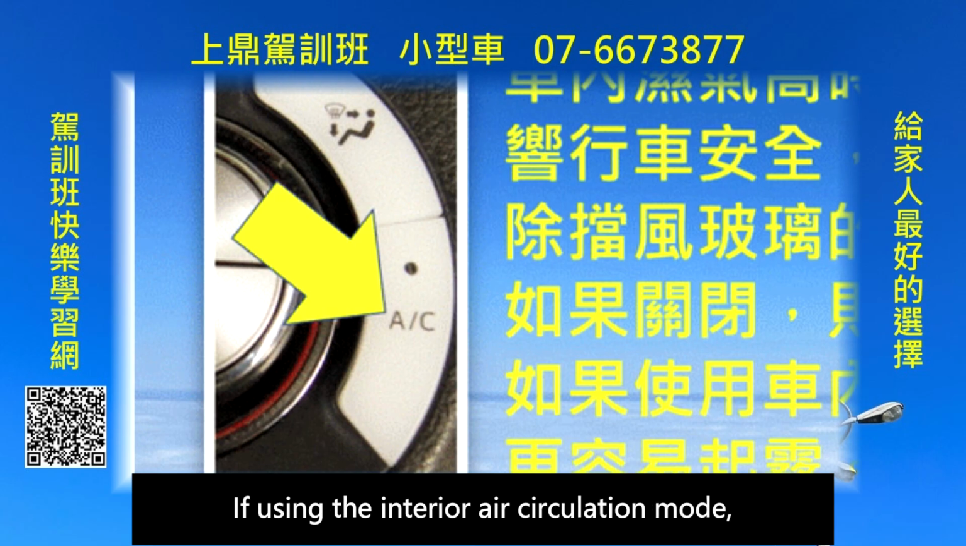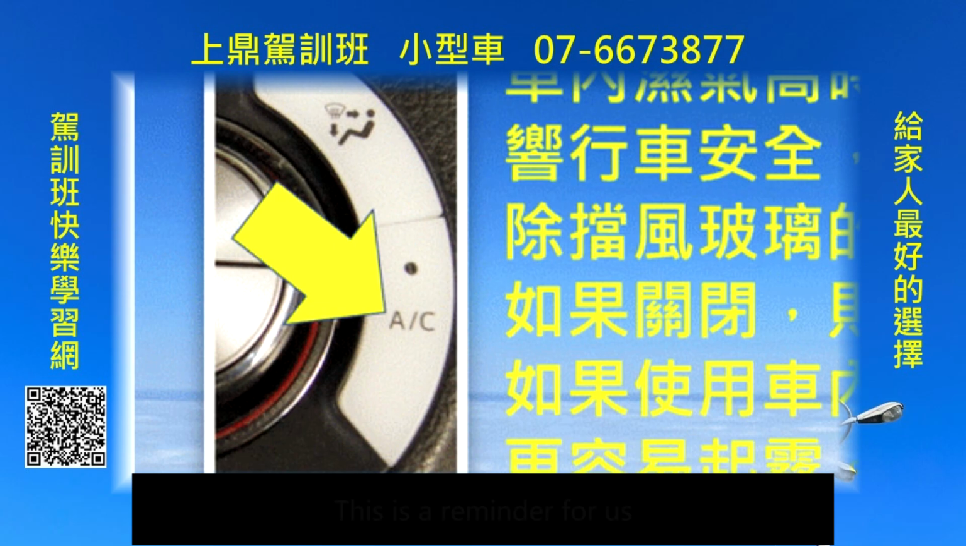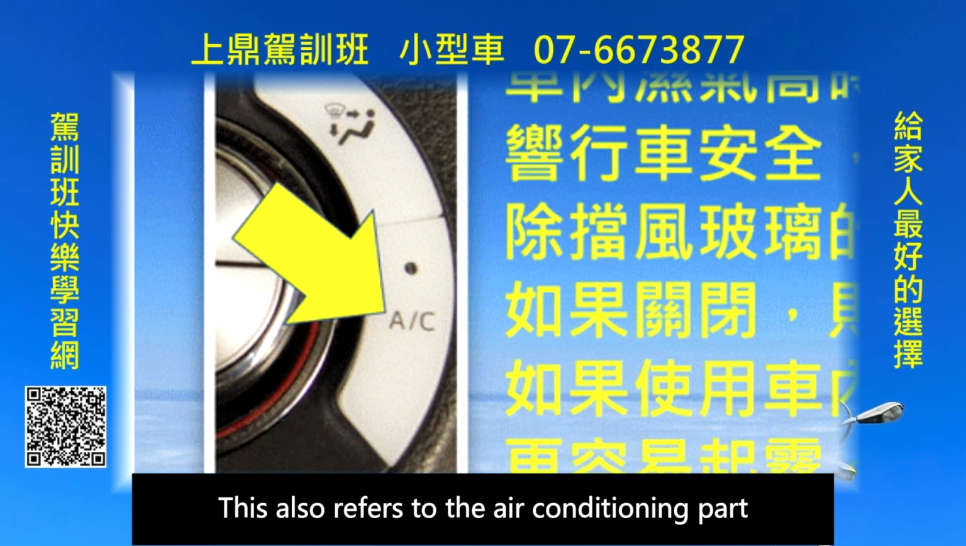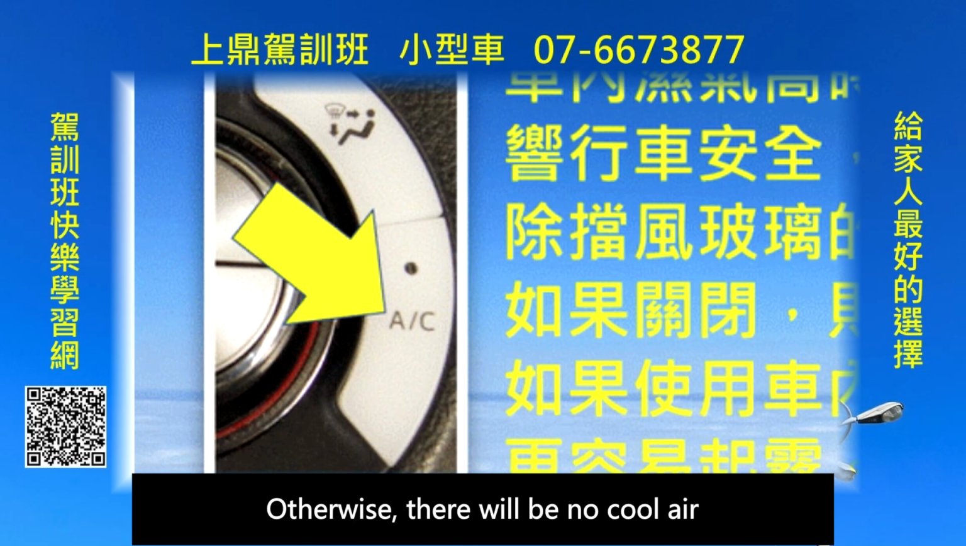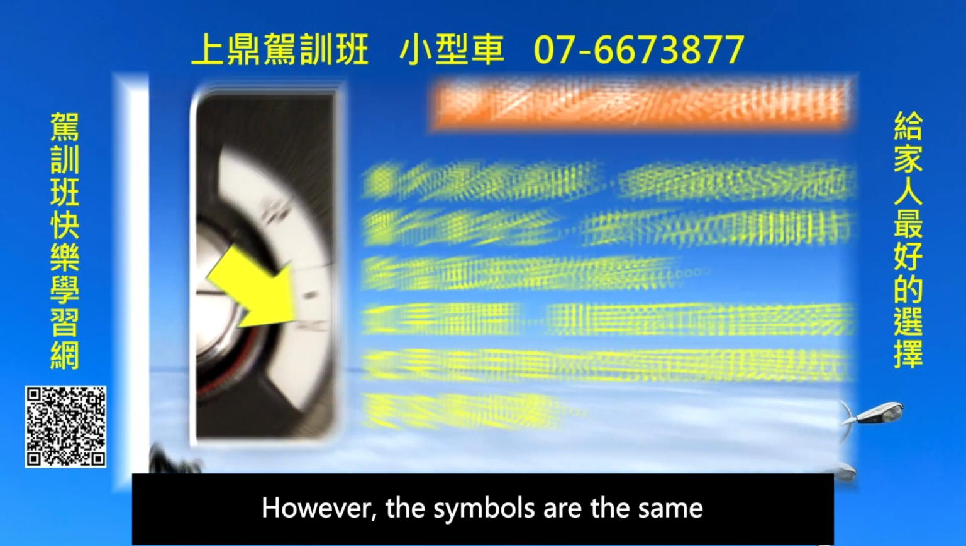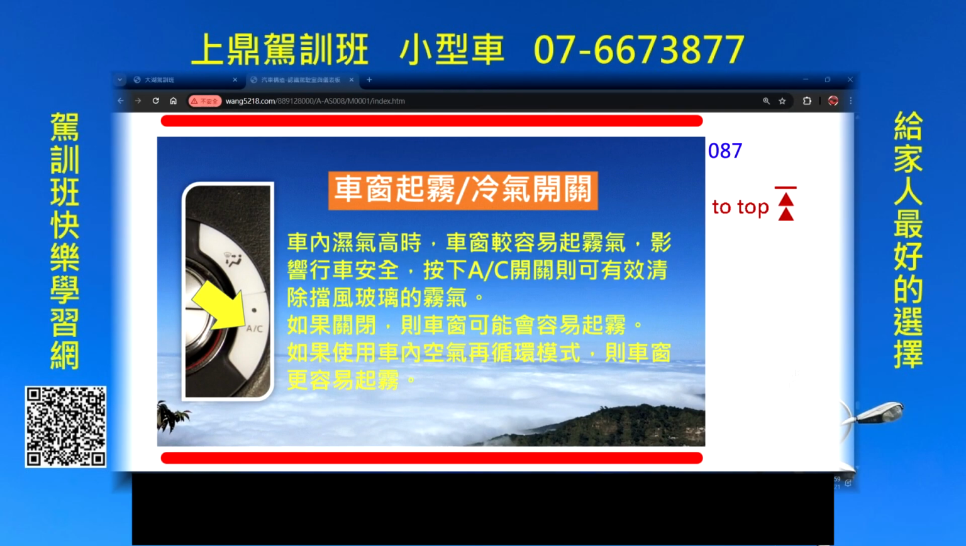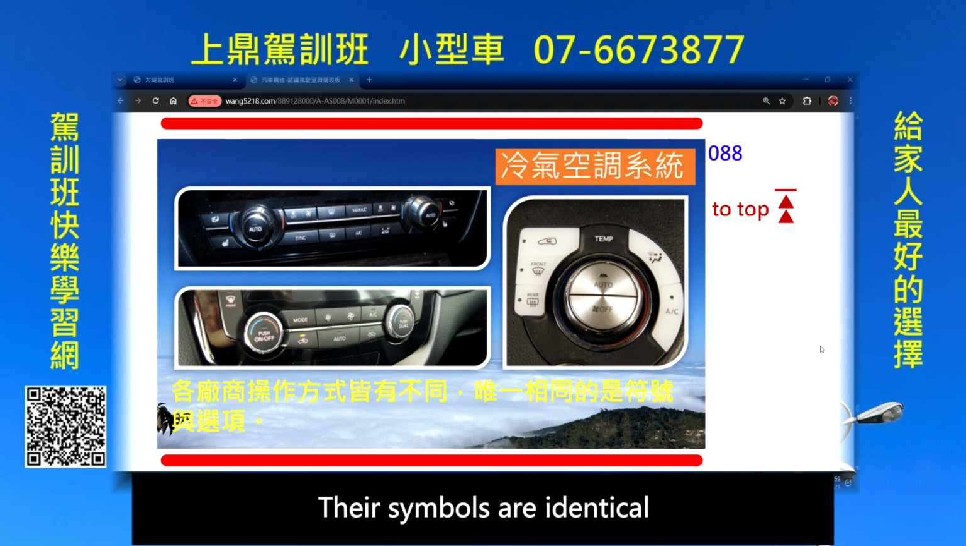If using the interior air circulation mode, the windows are more likely to fog up. This is a reminder for us. This also refers to the air conditioning part. You need to press the AC switch to get cool air, otherwise there will be no cool air, just airflow only. The air conditioning part varies by manufacturer. However, the symbols are the same. Their symbols are identical.